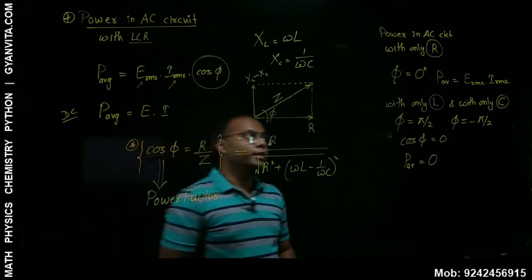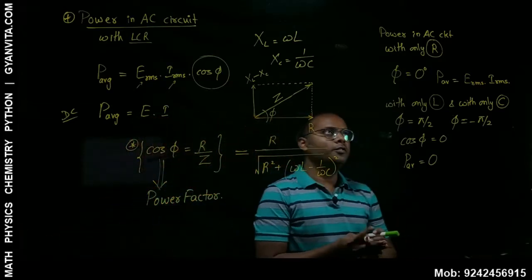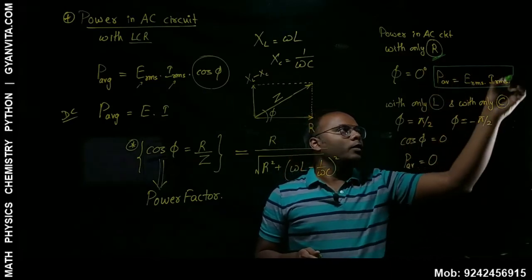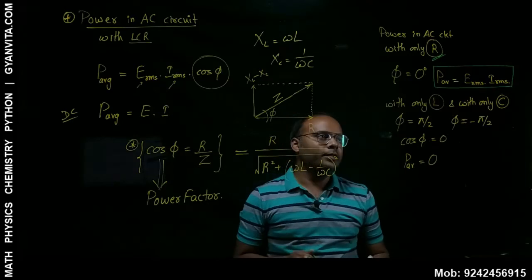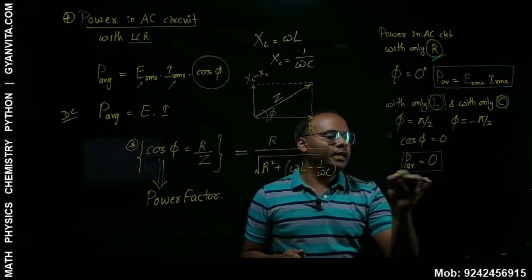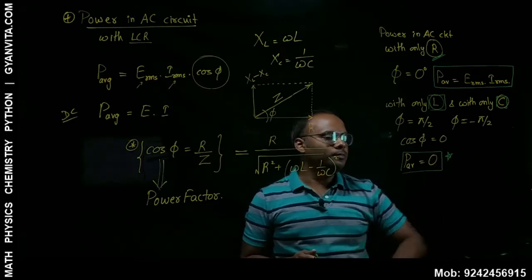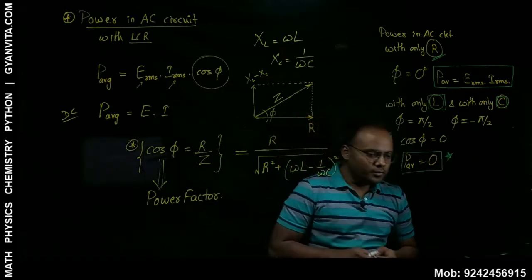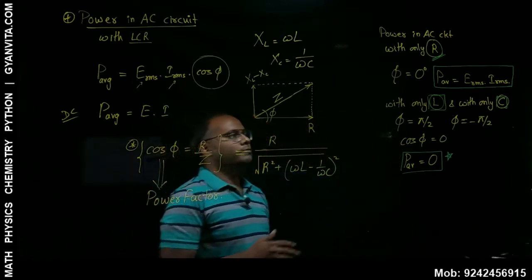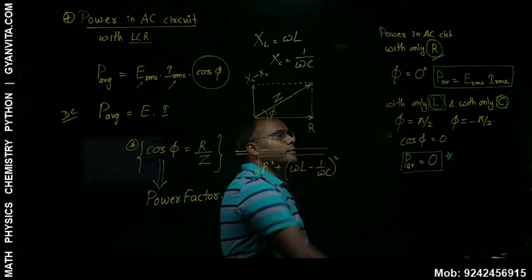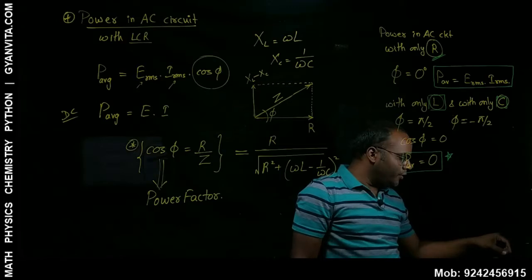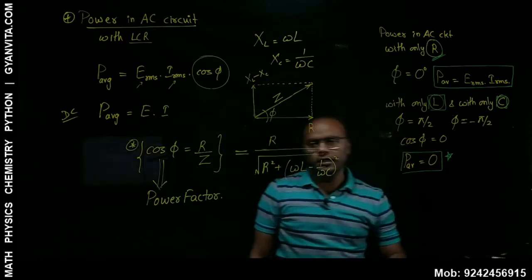So we have three cases actually. One is the case with pure R, and there we have seen that the average power is equal to this, which is actually its maximum value. And in case of only L and only C, we have seen that the average power will be equal to 0. Right? So these are the differences on the basis of power between purely resistive, purely inductive and purely capacitive circuits.